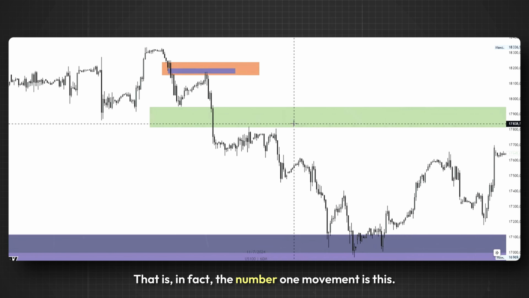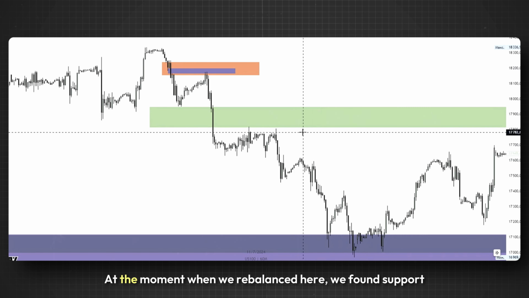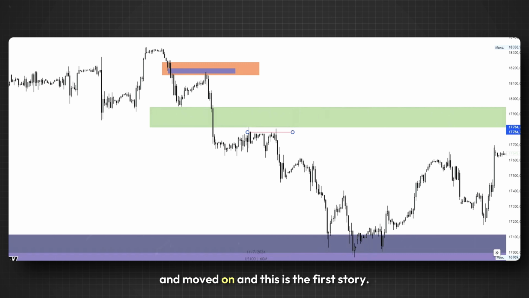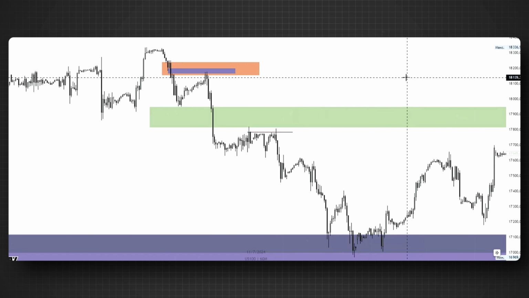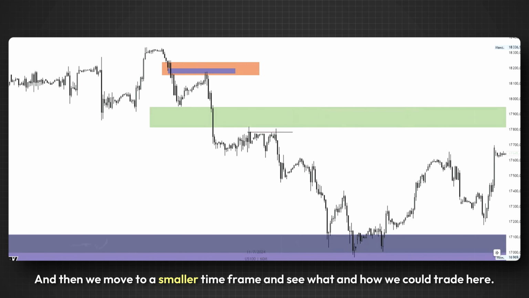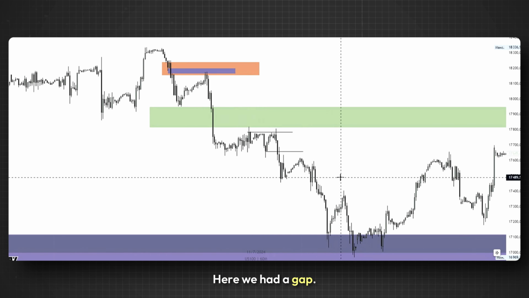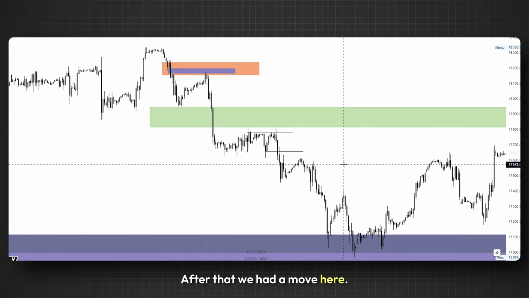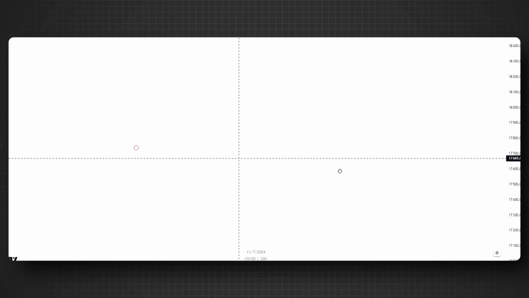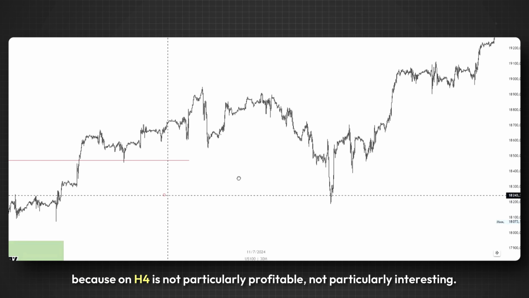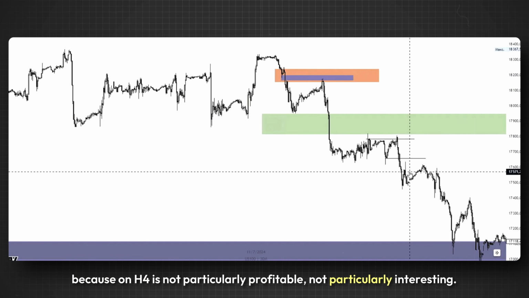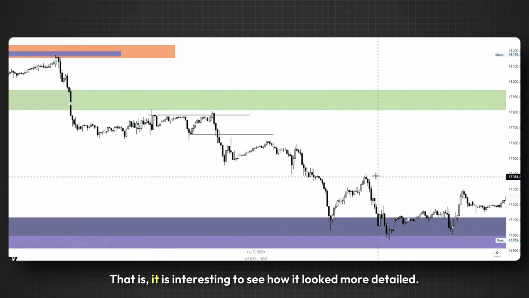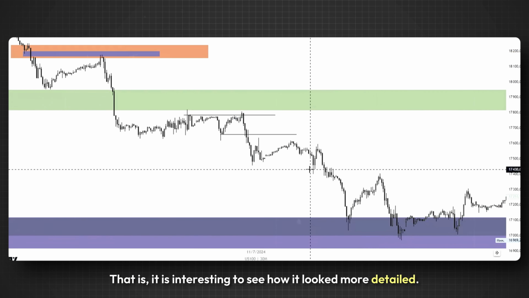In fact, the number one movement is this. At the moment when we rebalanced here, we found support and moved on. And this is the first story. And then we move to a smaller time frame and see what and how we could trade here. Here we had a gap. After that, we had a move here. Now it is interesting to look at the hour time frame, because on H4 it is not particularly profitable, not particularly interesting. It is interesting to see how it looked in more detail.